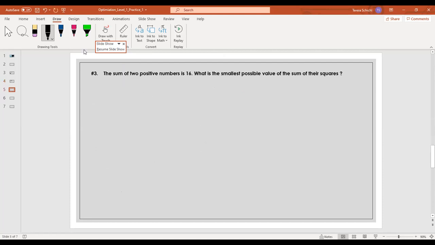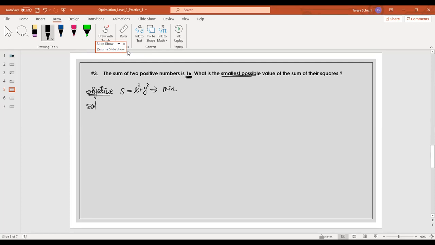Okay, all right. So now let's take a look at the next problem here. The next problem tells you the sum of two positive numbers is 16. What is the smallest possible value of the sum of their squares? All right, so let's take a look. The objective here is the sum of the squares. So I say the sum of the squares is x squared plus y squared. What do we want? We want to minimize, right? We want the minimum of this.